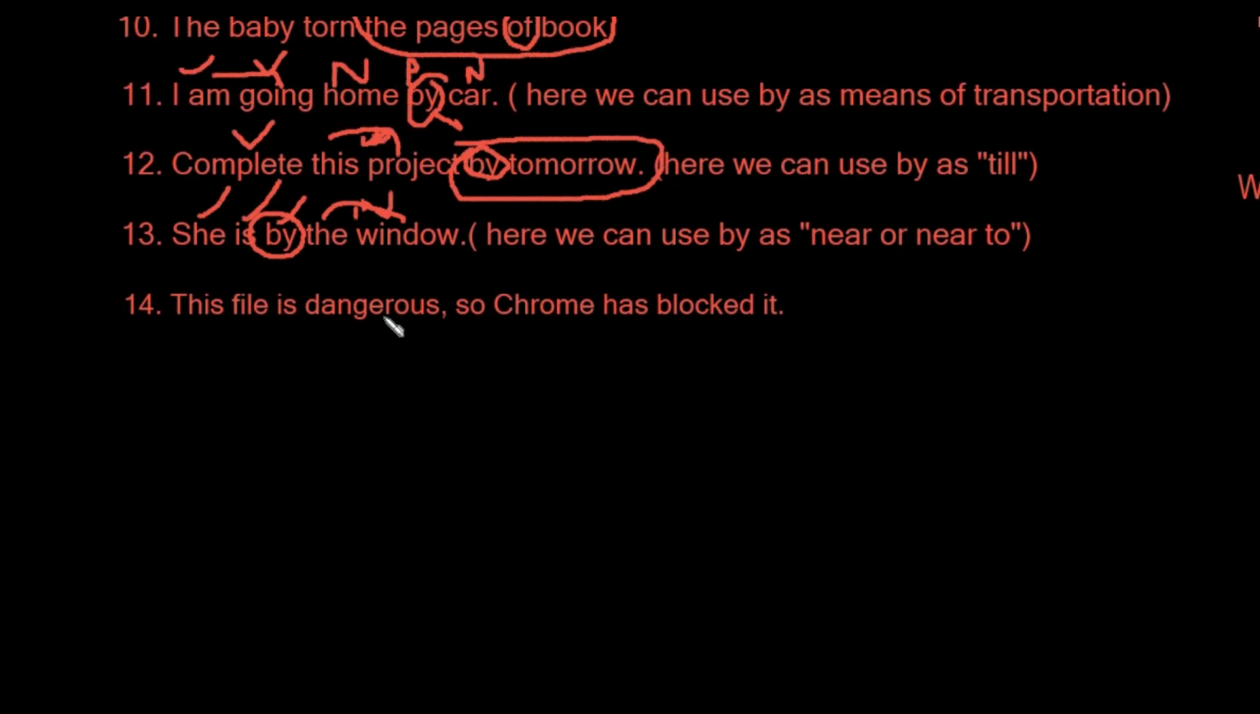This file is dangerous, so Chrome has blocked it. I think there is no preposition. Okay, there is no preposition in this sentence. I wrote this sentence by mistake.